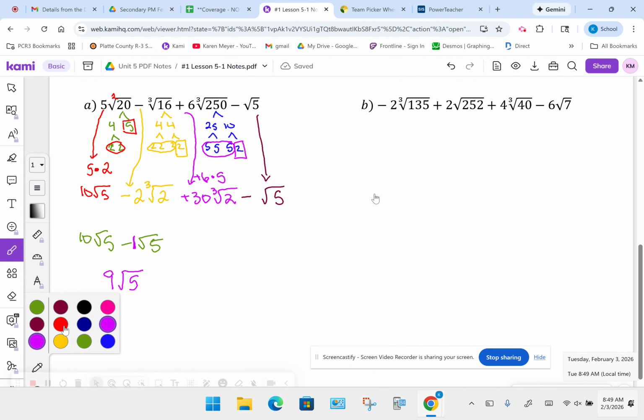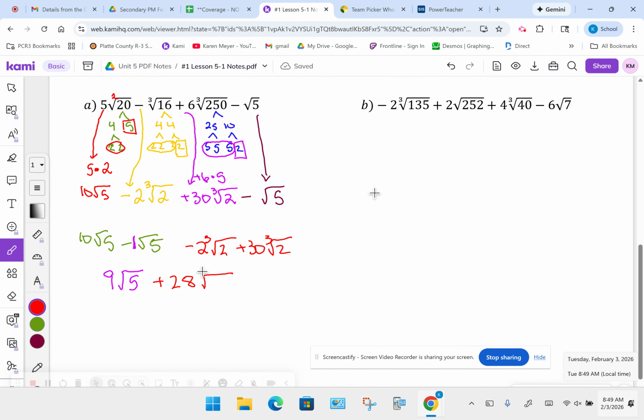Then let's go over to the cube roots. I have negative 2 cube root of 2 plus 30 cube root of 2. They're both cube roots, check. They both have a 2 underneath of it, check. So they are considered like terms. So combine the front numbers. So I have negative 2 plus 30, and negative 2 plus 30 gives me a positive 28. And then keep the cube root of 2 attached to it.